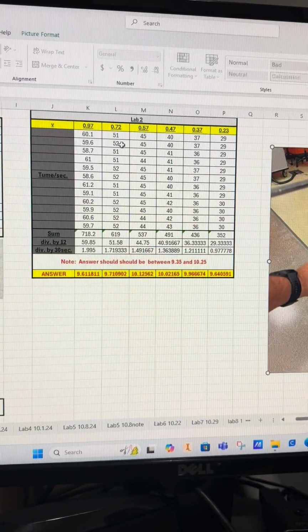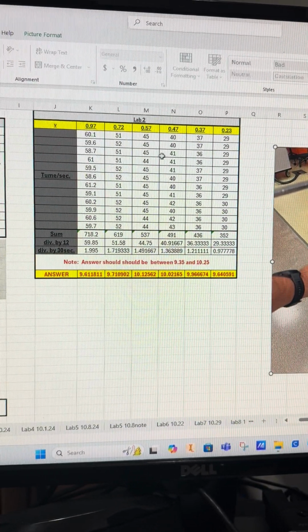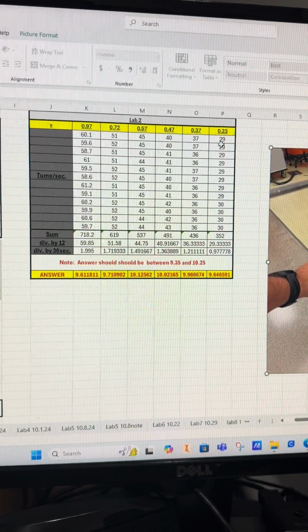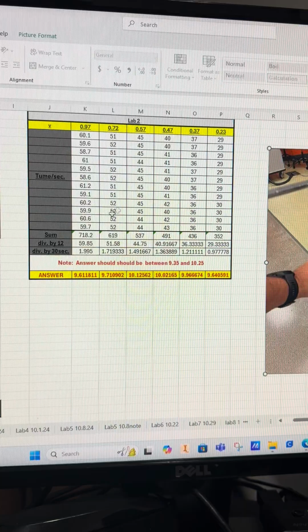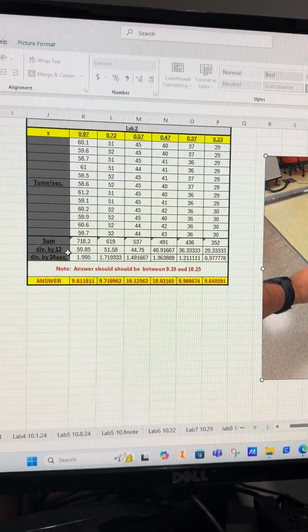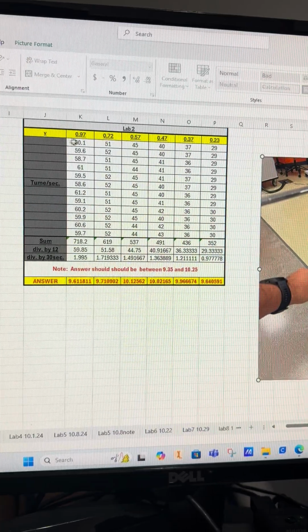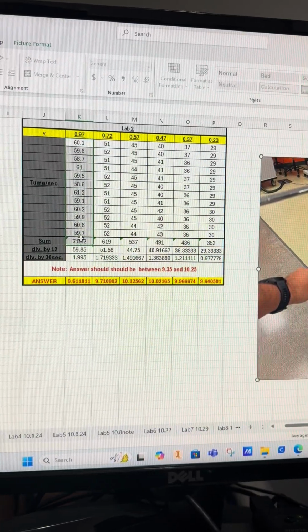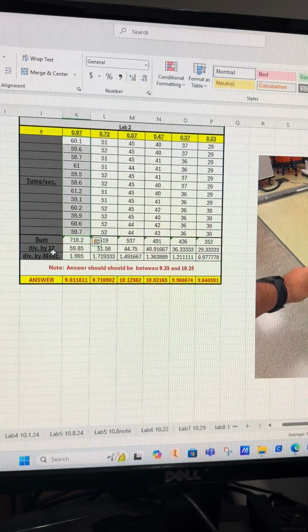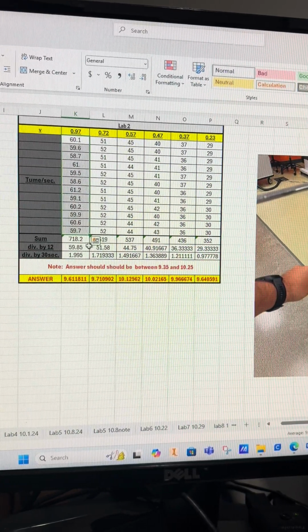For a set length of 72 it was 51. This is recorded for each length up at the top. This is your length, and this is how long it took for each person. Then we need to find the sum of this total and divide it by 12, because that was the total number. Let me make sure this is 12. Yes, 12. So you divide it by 12, which gave us our average of 59.85.